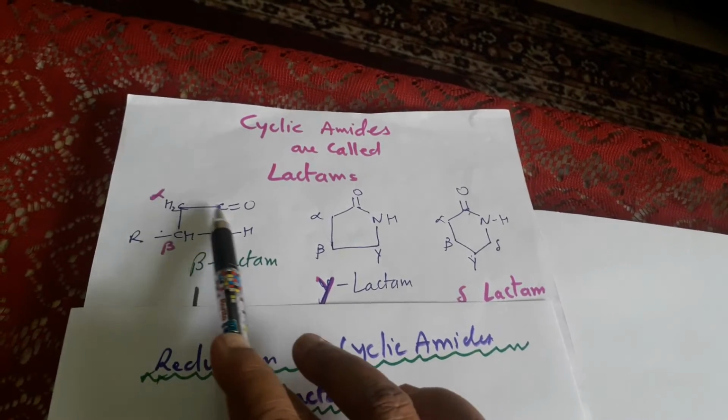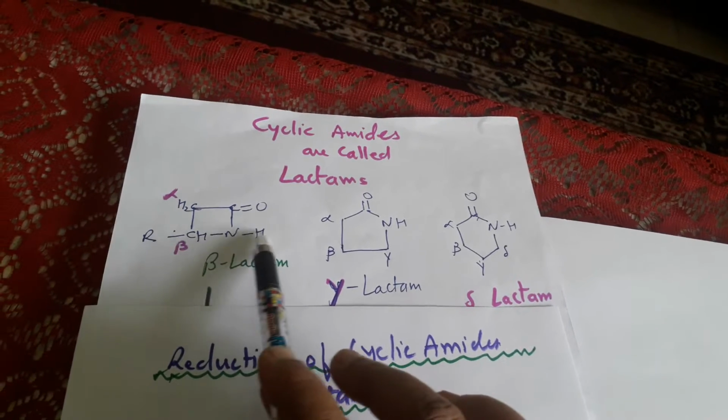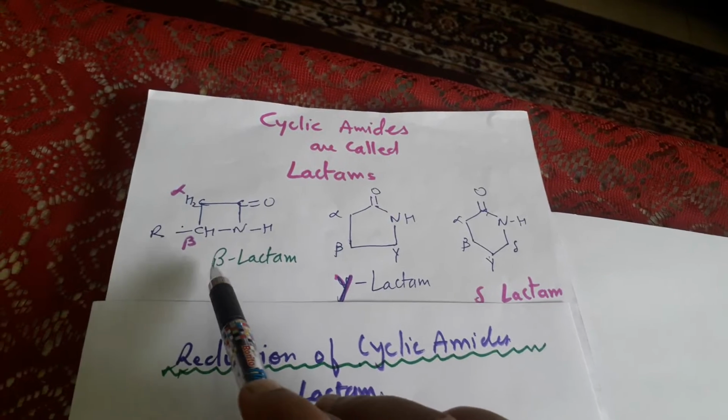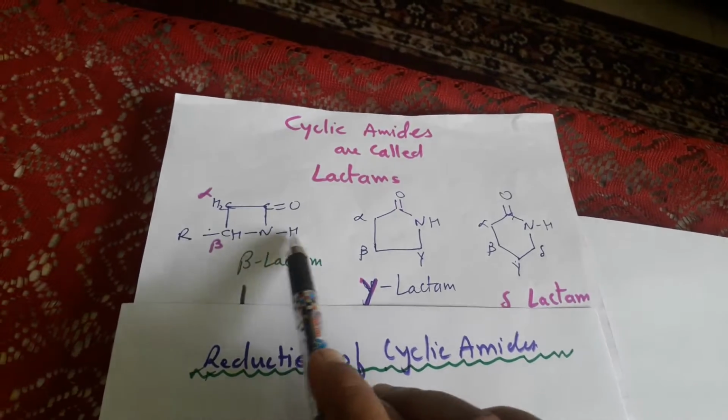And this carbonyl group is attached to the alpha carbon and this NH group is attached to the beta carbon. So we will call this a beta lactam. Why? Because the NH is at the beta carbon.